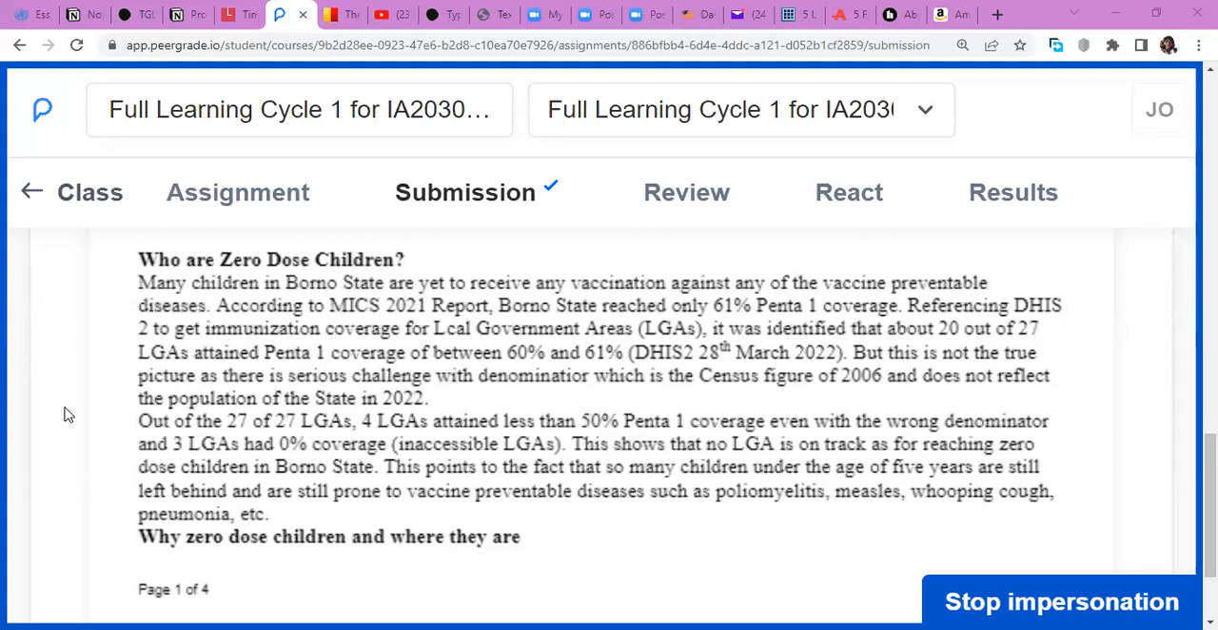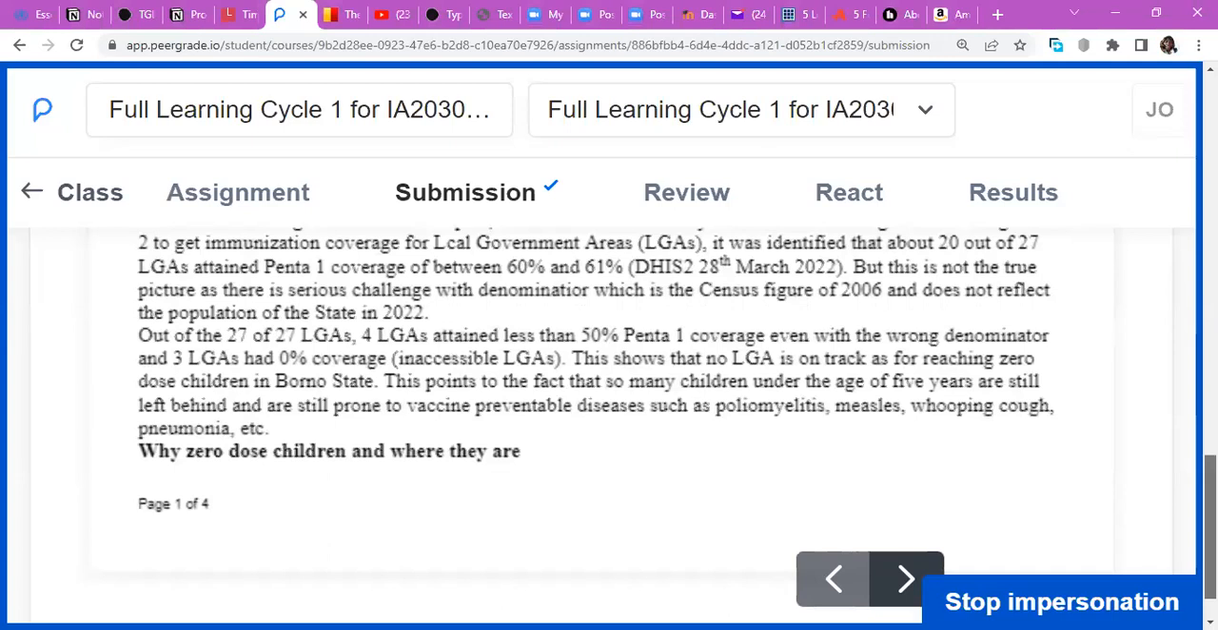Out of the 27 LGAs, 4 LGAs attain less than 50% Penta 1 coverage, even with the wrong denominator. And 3 LGAs had 0% coverage. That is those inaccessible LGAs. This shows that no LGA is on track as for reaching 0 dose children in Borno State. This points to the fact that so many children under the age of 5 years are still left behind and are still prone to vaccine preventable diseases such as polio, measles, whooping cough, etc.